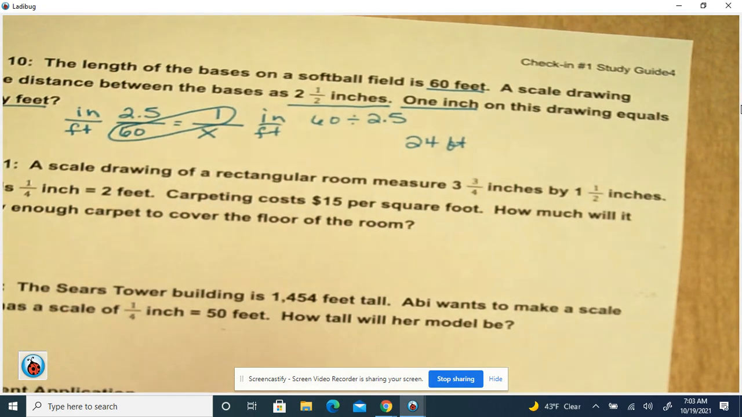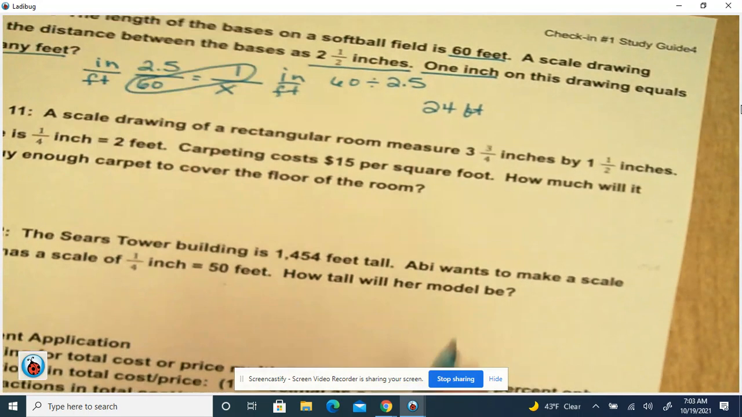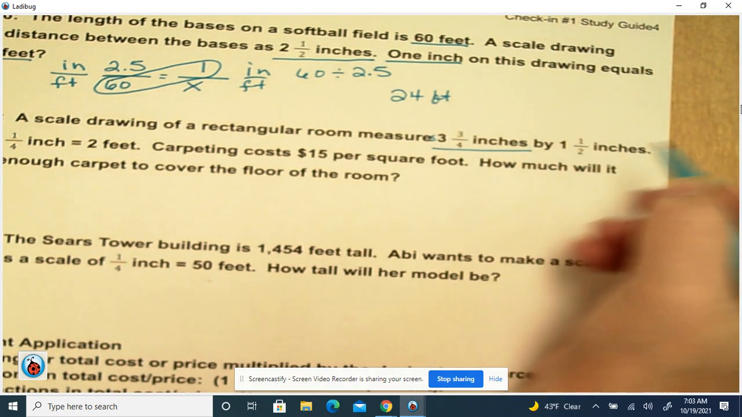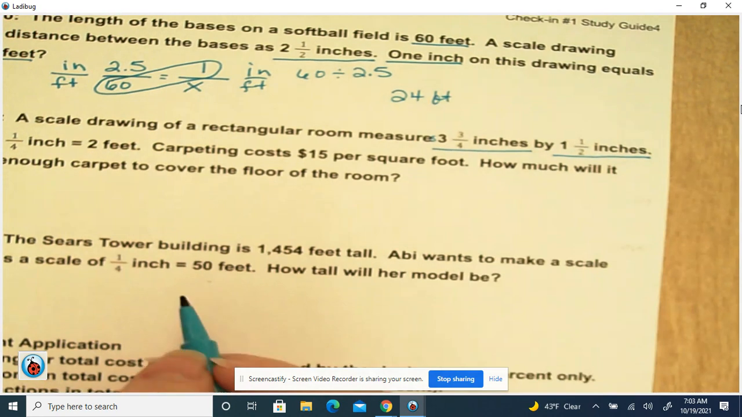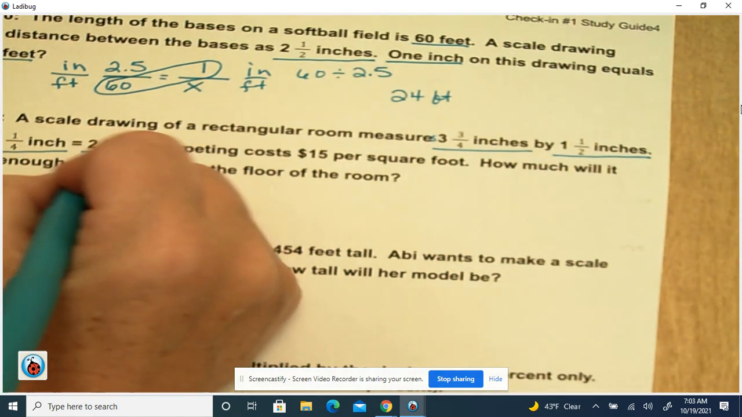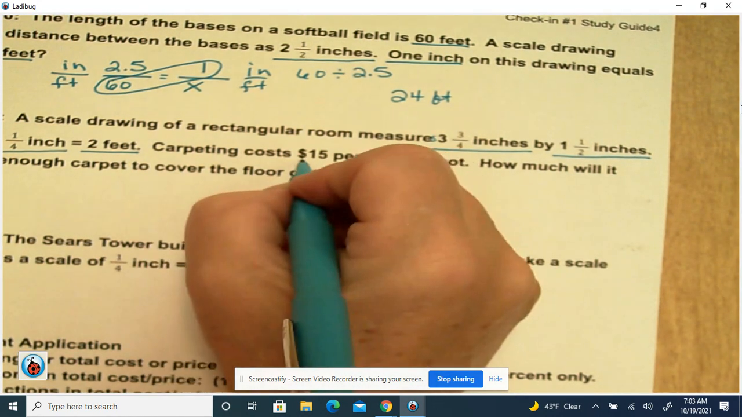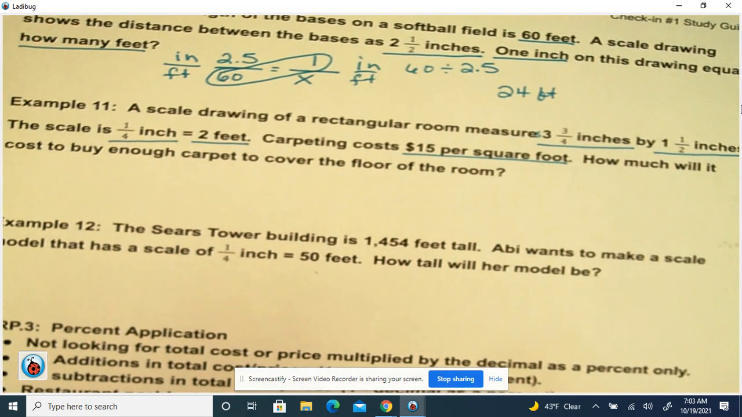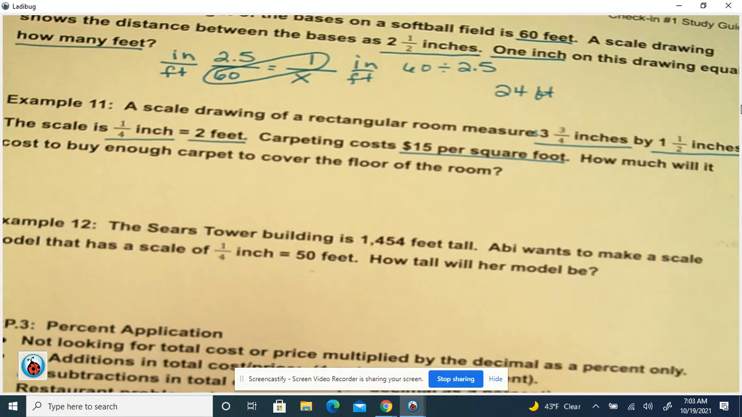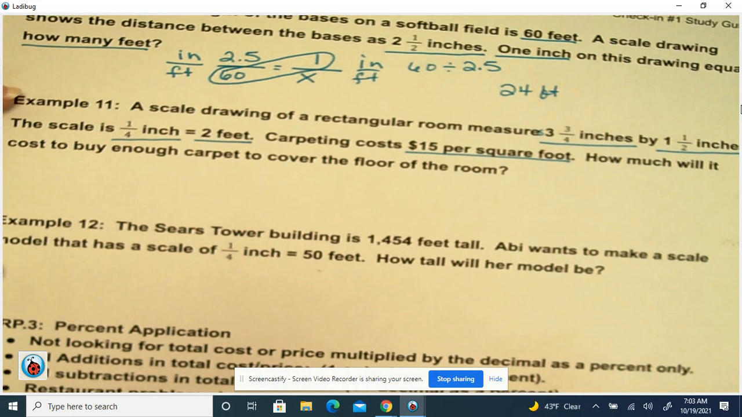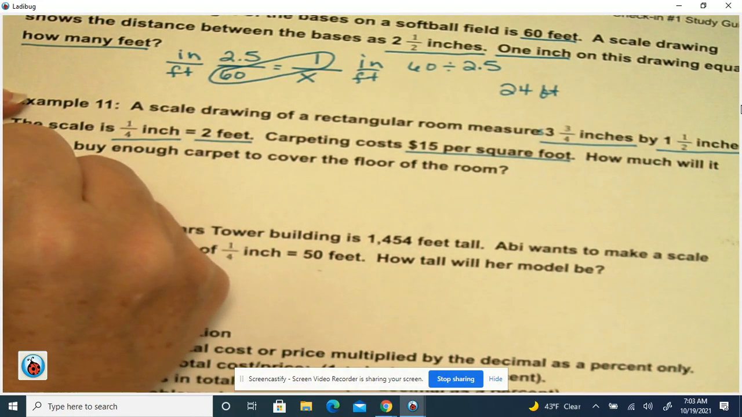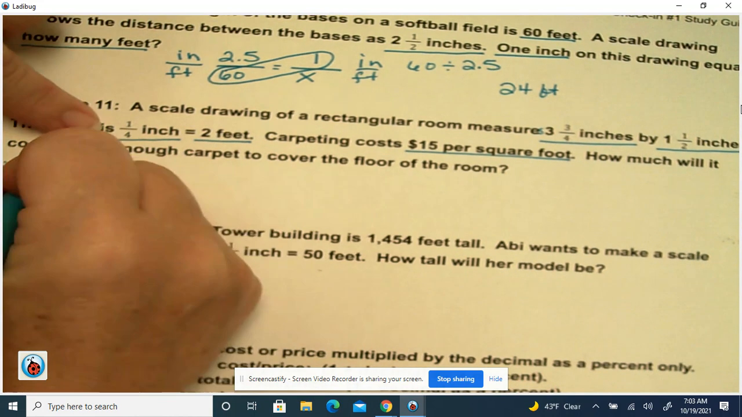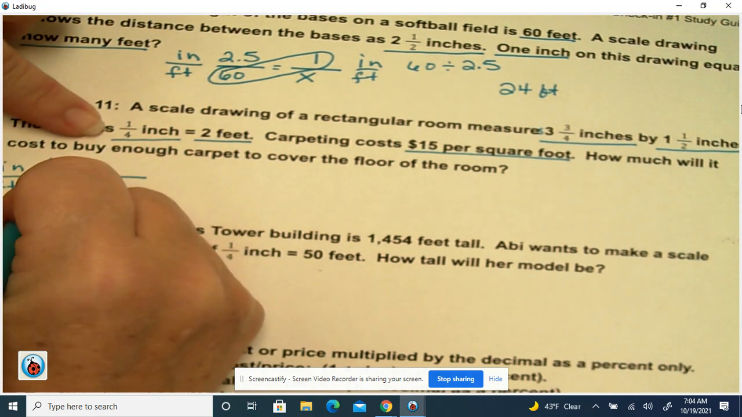All right. On a scale drawing, a rectangular room measures 3.4 inches, that should be 3/4 there, by 1.5 inches. The scale is 1/4 inch to 2 feet. Carpeting costs $15 per square foot. How much will it cost to buy enough carpet to cover the floor of the room? So we have two problems here, and it's going to be inches and feet for both of them. And we're going to have 1/4 inch is 2 feet.